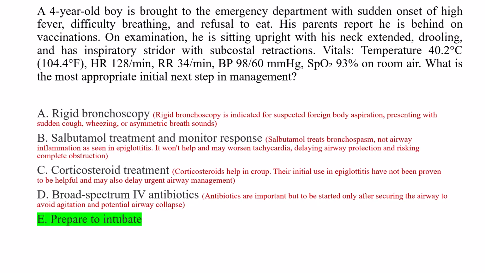Let's have a look at why the other options are incorrect. Option A is incorrect because rigid bronchoscopy is indicated for suspected foreign body aspiration presenting with sudden cough, wheezing, or asymmetric breath sounds. And attempting bronchoscopy without airway control is hazardous, as it may cause complete airway closure during sedation or instrumentation. Option B is incorrect because salbutamol is a beta-2 agonist used for bronchospasm in asthma or COPD.